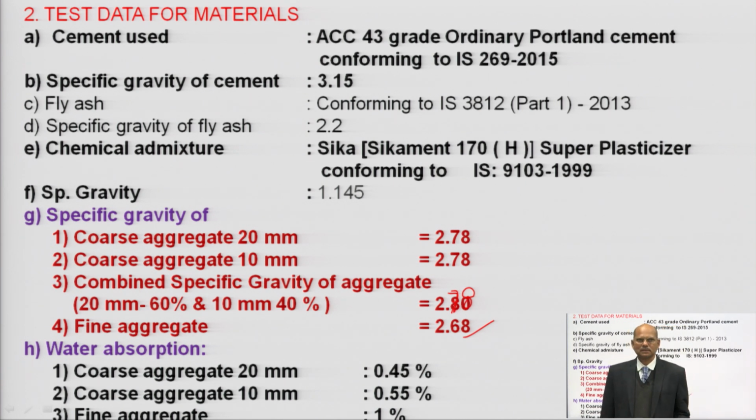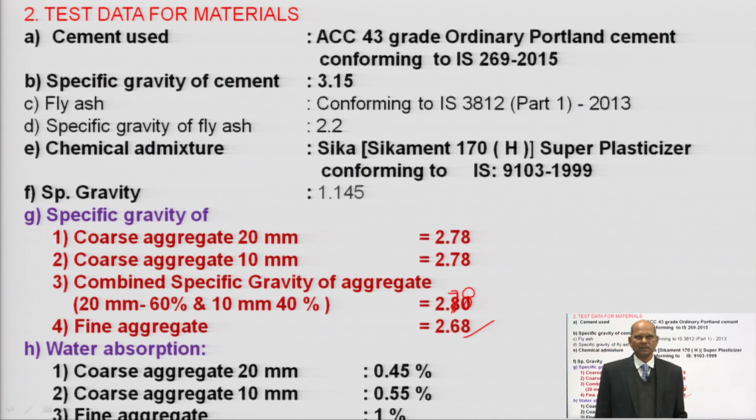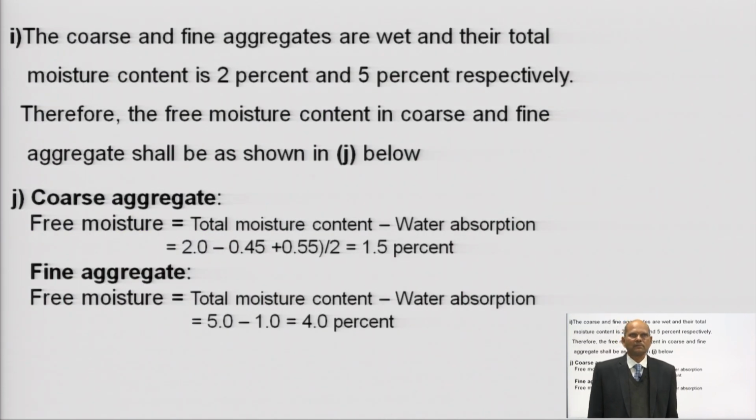Then water absorption: in dry condition the aggregate is able to absorb water, 0.45% for 20 mm size coarse aggregate, 0.55% for the 10 mm size, and fine aggregate is able to absorb 1% to reach the saturated surface dry condition. Then the coarse and fine aggregate are wet and their total moisture content is 2% and 5% respectively, because that is what is available. So the free moisture content in coarse and fine aggregate shall be as shown below.